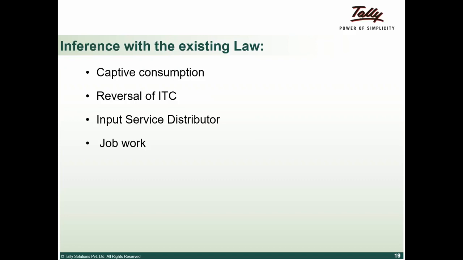Job work: more or less, with slight modifications and enhancements, whatever is the existing law on job work, more or less the similar thing is made available under the GST.